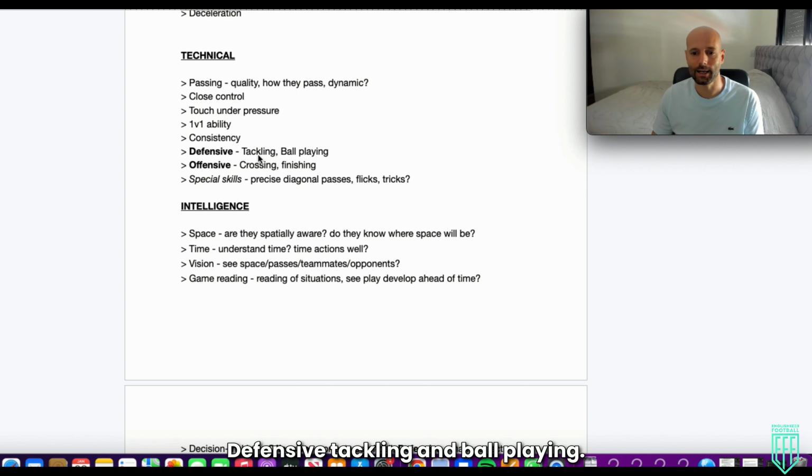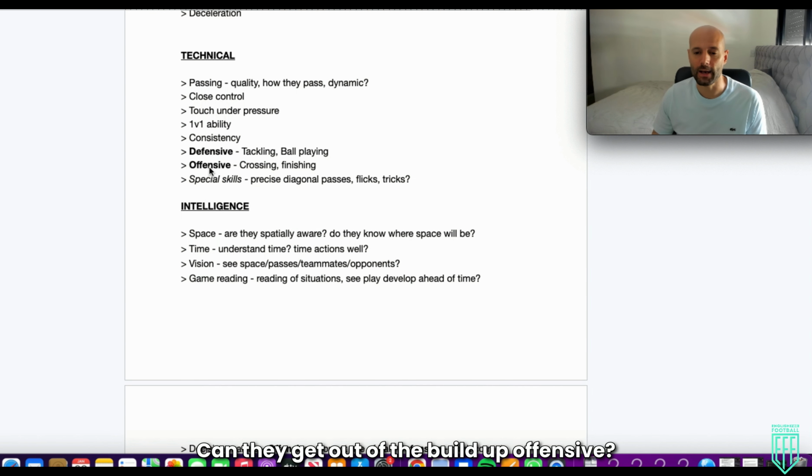Defensive, tackling and ball playing. So how's their technique in tackling? Is it firm? Is it strong? Is it clean? And the ball playing as well. If it's a centre back or a full back, how's their ball playing ability? Can they get out of the build up? Offensive. So we can talk about things like crossing, their finishing ability, their touches in the penalty area as well, of course.